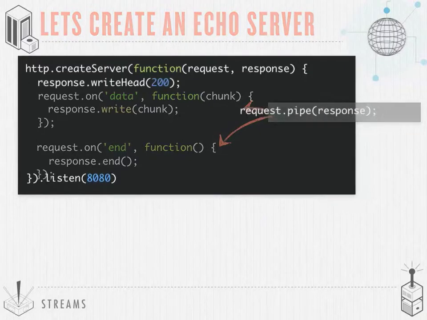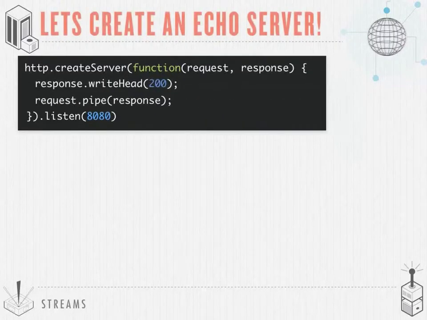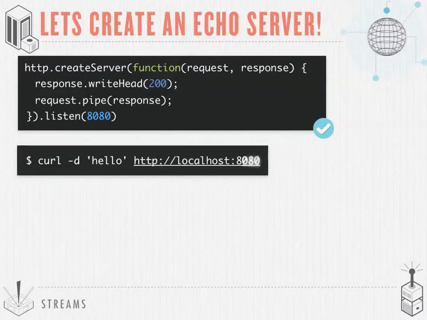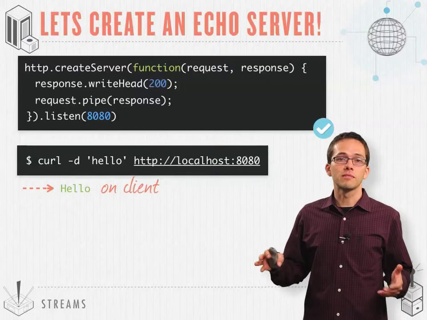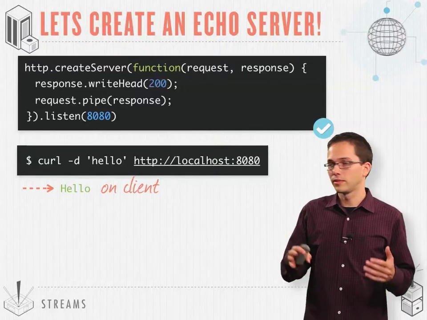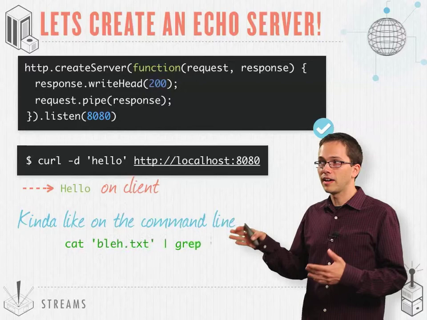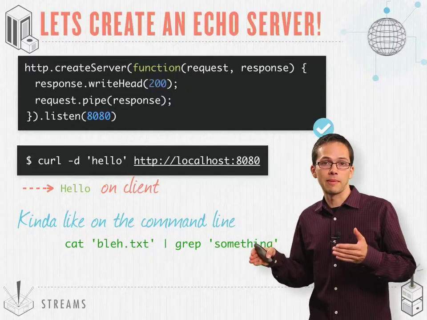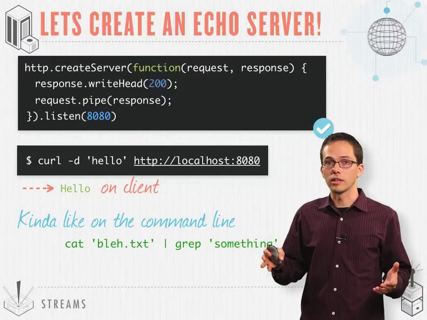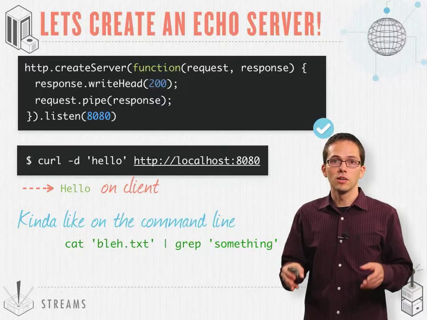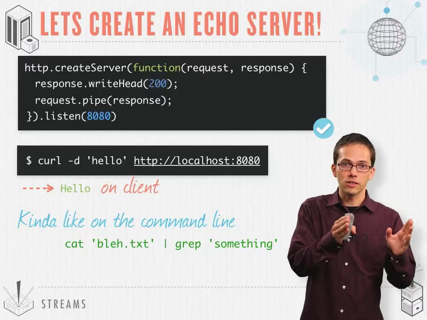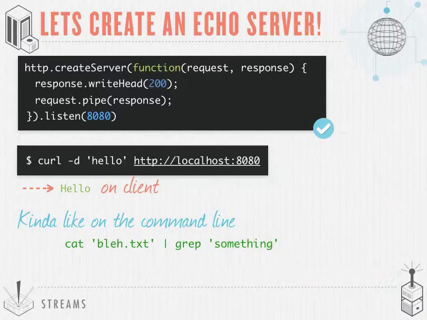So if we replace our code with pipe and run our server, we can then issue a request with some data, and that's going to get echoed back out to us. Now, if you're familiar with the Unix command line, you might have heard of pipe. For example, maybe you cat a file and pipe that to the grep command to find a specific word. This is the same sort of technique where you're piping a read stream to a write stream.